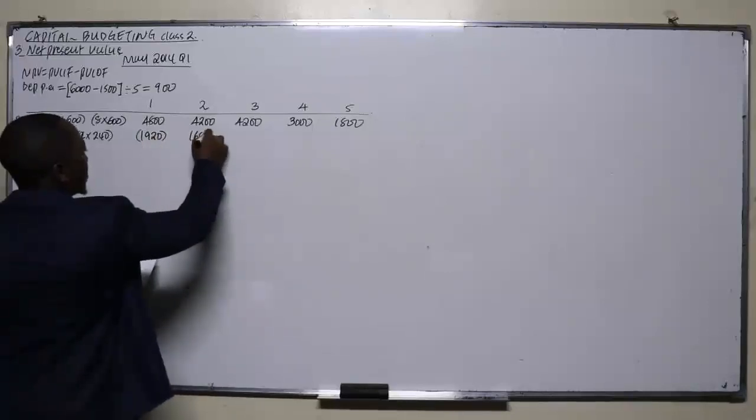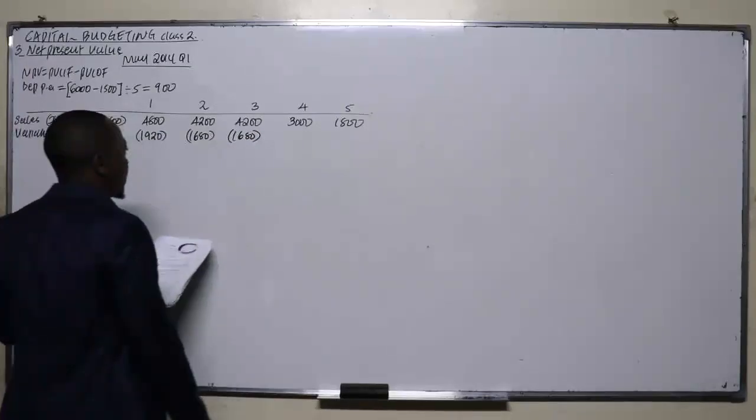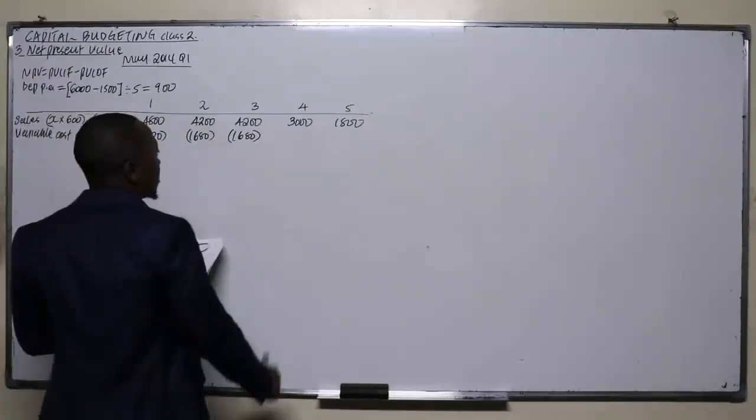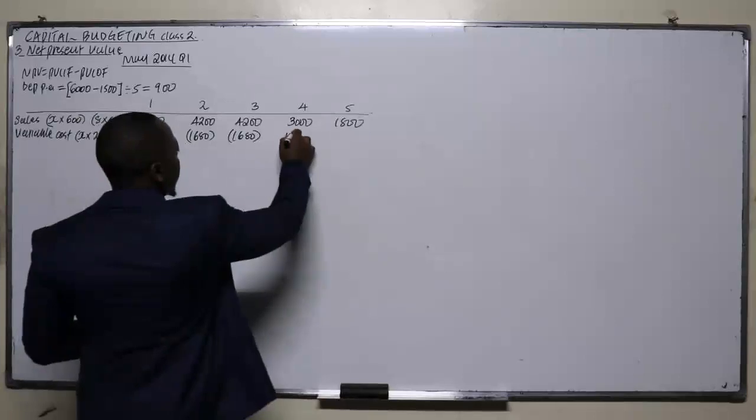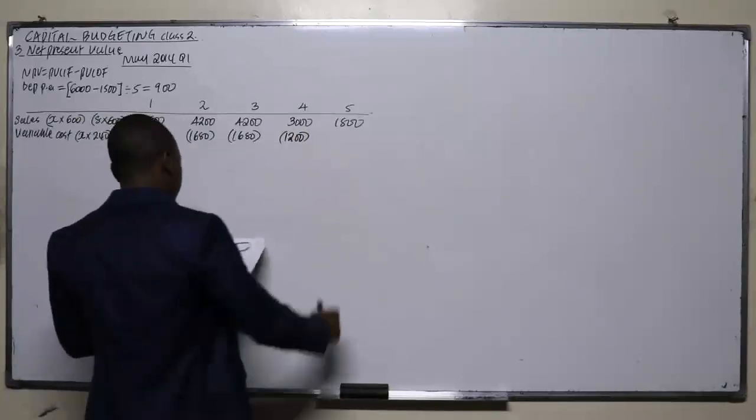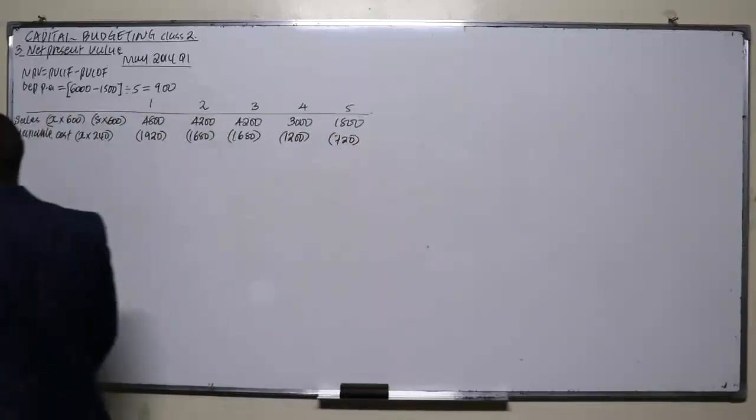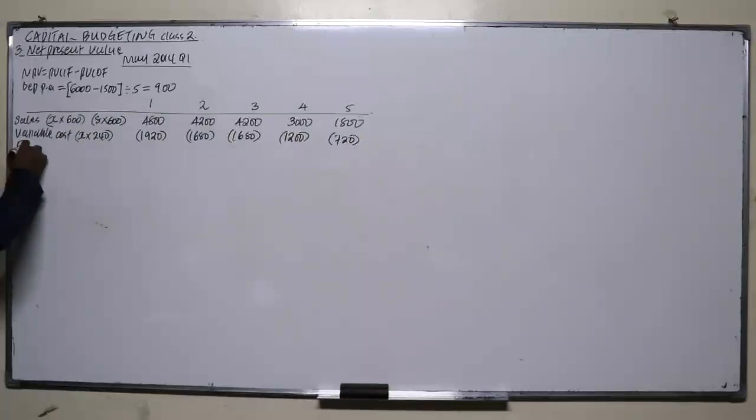Get 1680. Year four, you take 5 times 240. You have 1200. And last year, you take 3 times 240. Get 720. Good. Once you raise the variable cost, we also deduct the fixed cost.